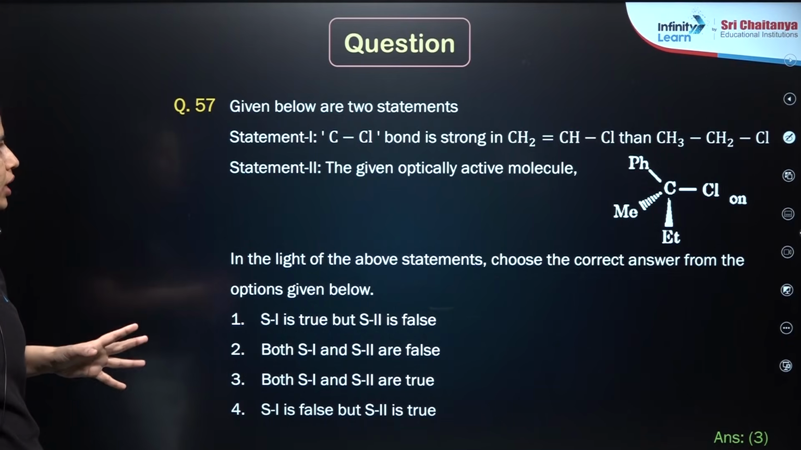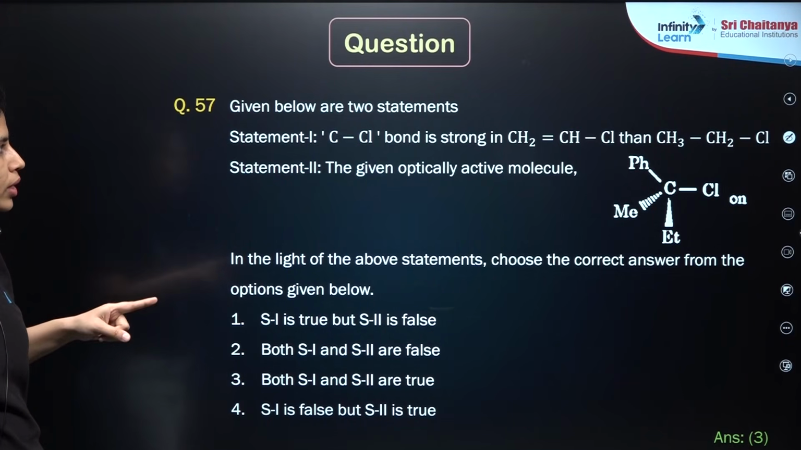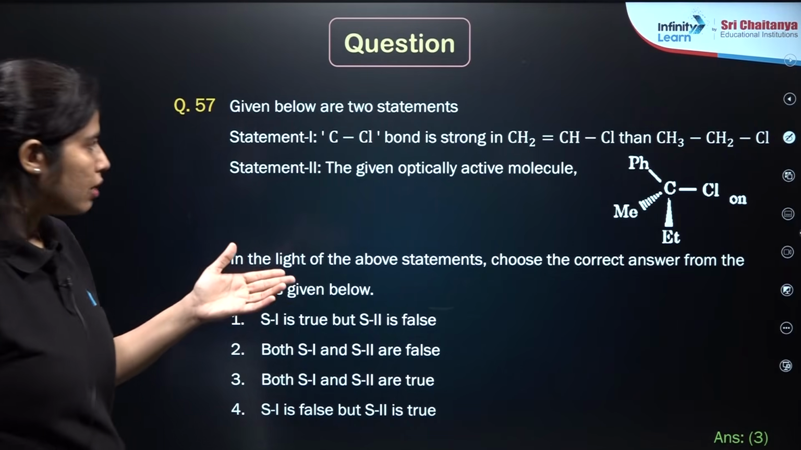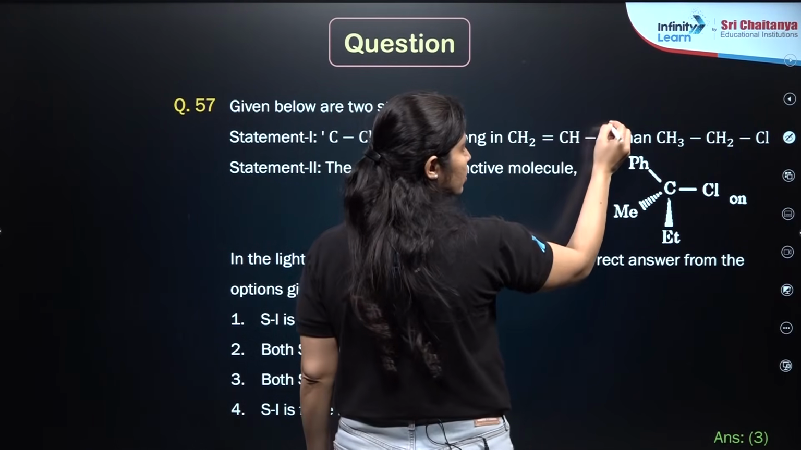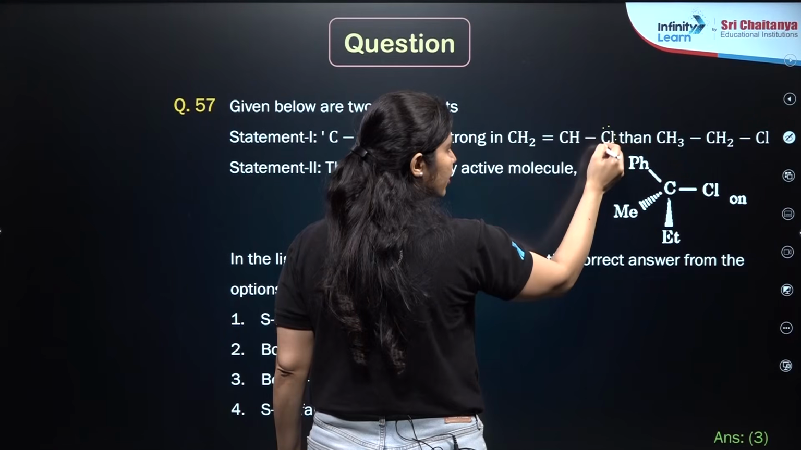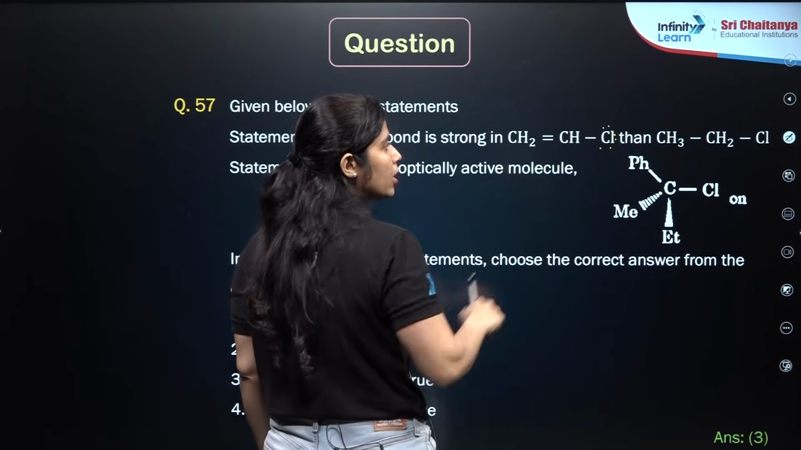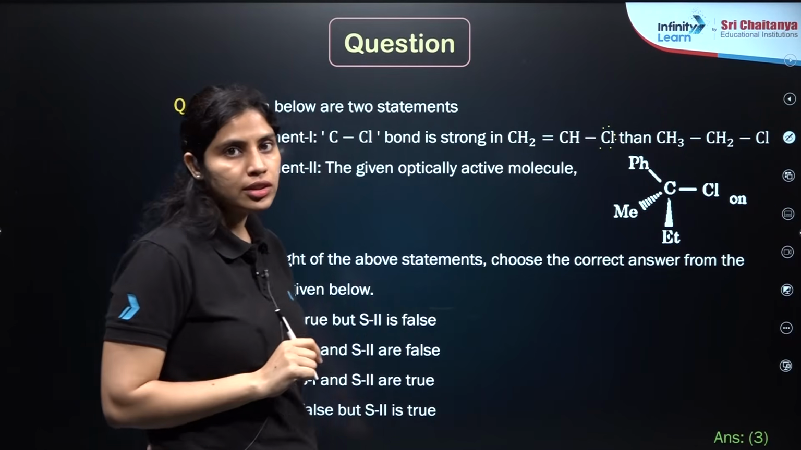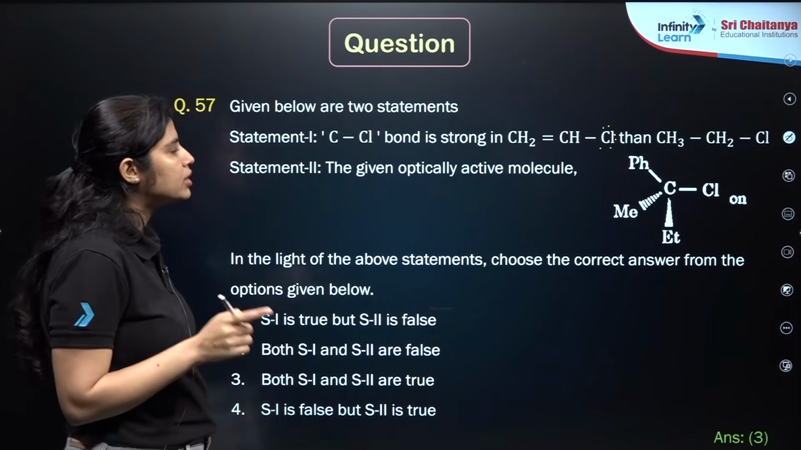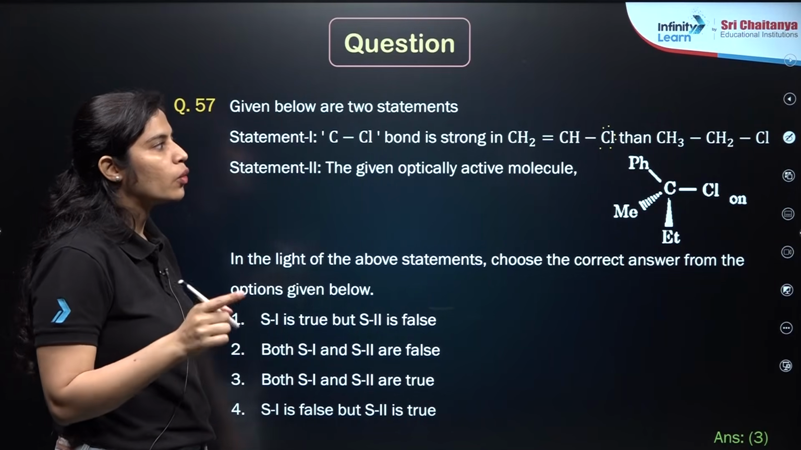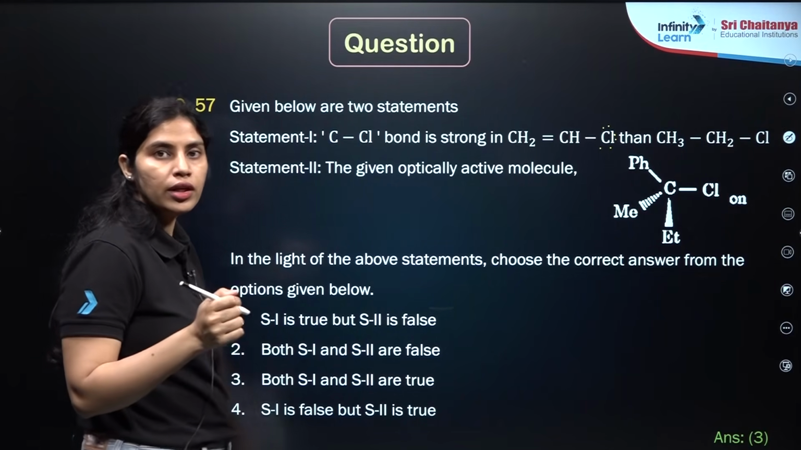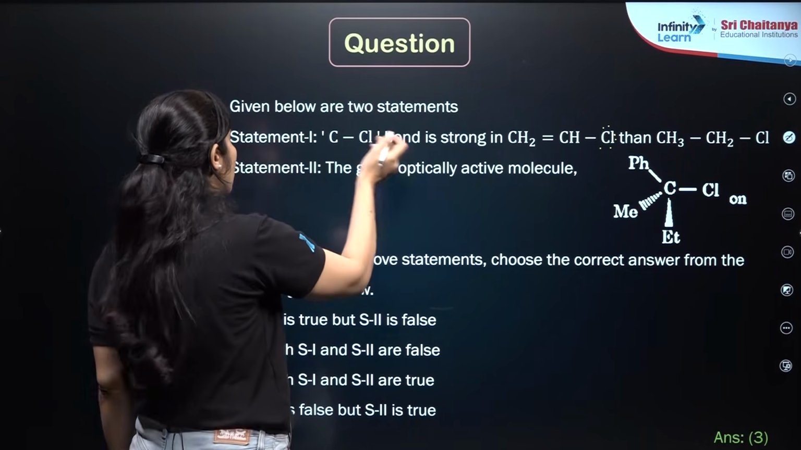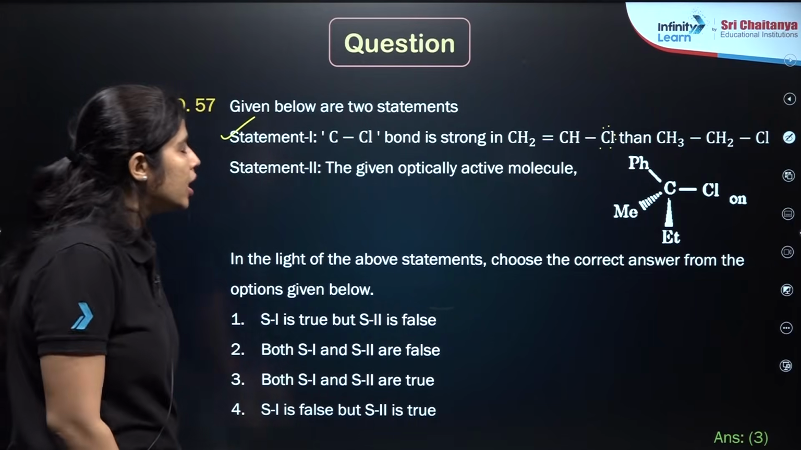Given below are two statements: carbon-chlorine bond is stronger in CH2=CHCl. Think about it. Of course, there are lone pairs of electrons on the chlorine atom, in fact 3 lone pairs. There is also a double bond present, so there is a chance of resonance. And if you have resonance, the carbon-chlorine bond is going to be smaller, and stronger also, so the first statement is correct. Let's look at the next statement.